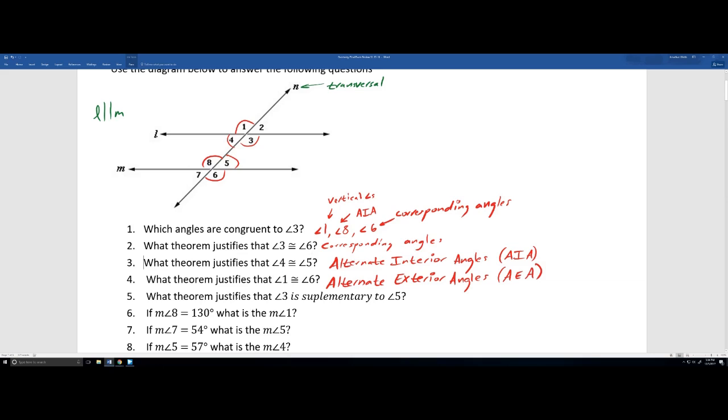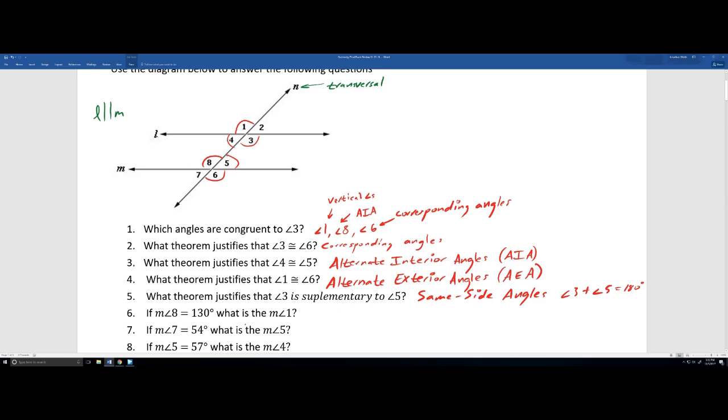Okay. All right, so what theorem justifies that angle 3 is supplementary to angle 5? And that is actually the same side angles. Okay, and remember, same side angles are supplementary, therefore measure 3 plus measure 5 has to equal 180. So just be aware of that.